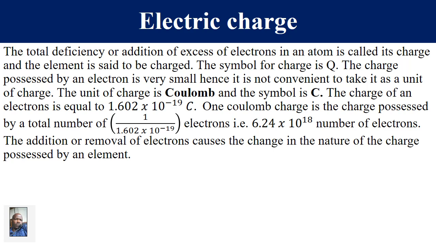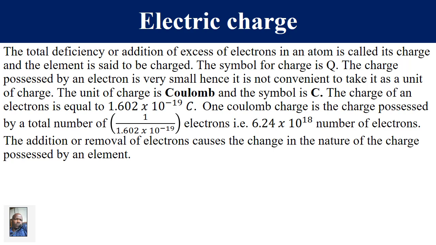Then please take note that the symbol for charge, as we saw in one of our previous slides, is capital letter Q. The charge possessed by an electron is equal to 1.602 times 10 to the power minus 19 coulombs, and that is very, very small. Hence, to measure electric charge we use a coulomb, and a coulomb is larger than the charge of an electron. We are saying 1 coulomb is the charge that is possessed by 6.24 times 10 to the power 18 electrons.